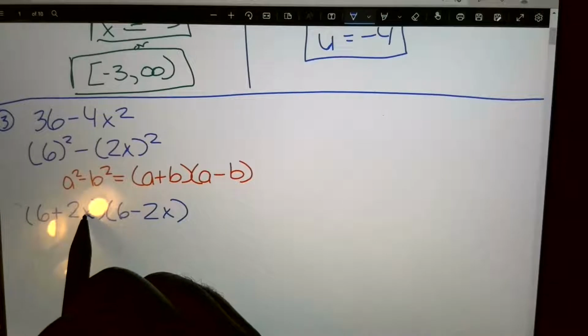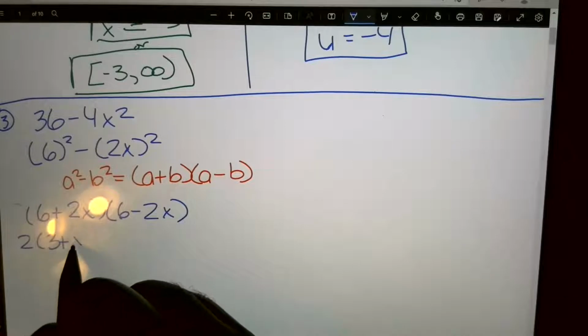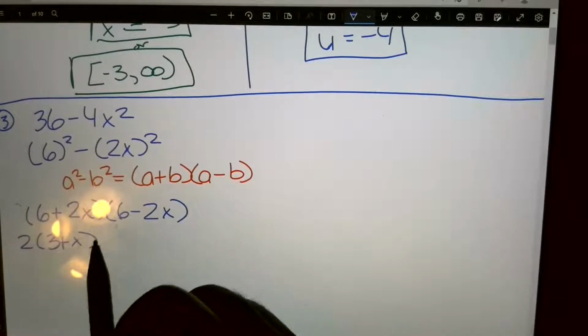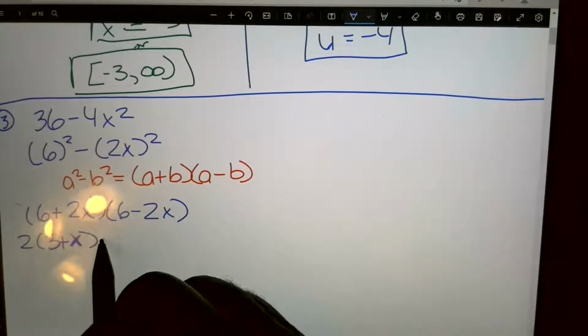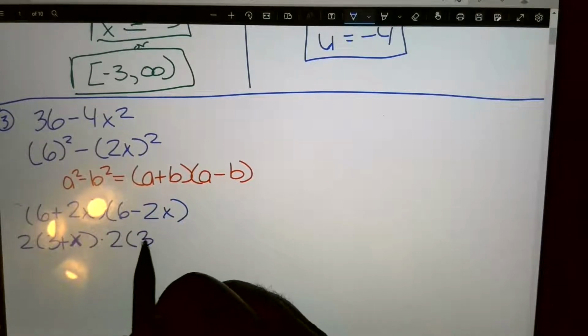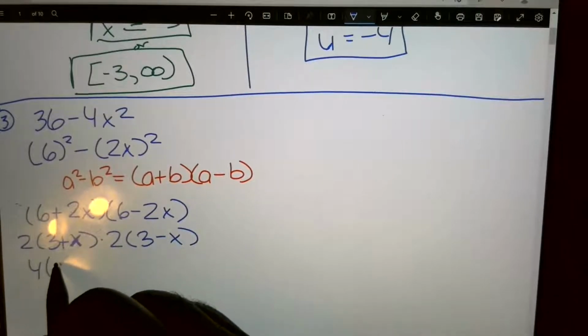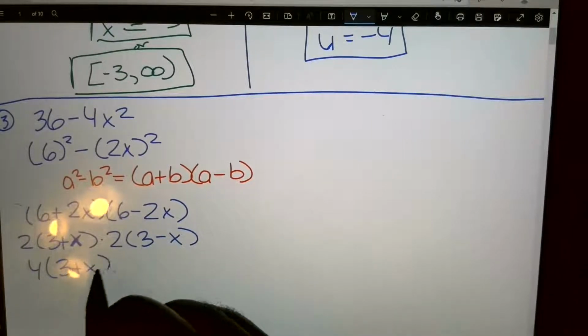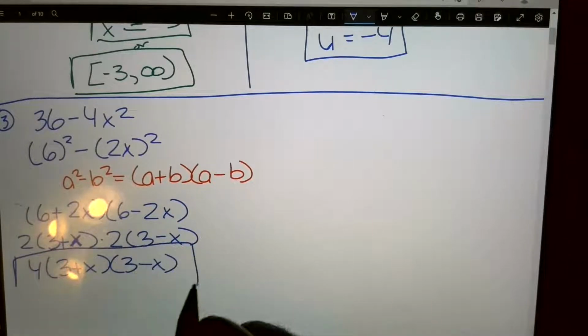Both of these are divisible by 2. So this is 2 times 3 plus x, and this is also 2 times 3 minus x. And the 2's go together. So this is 4 times 3 plus x, 3 minus x. And that is my final answer.